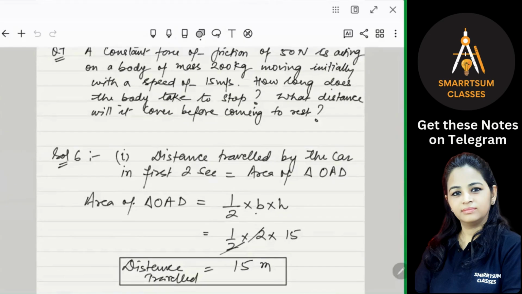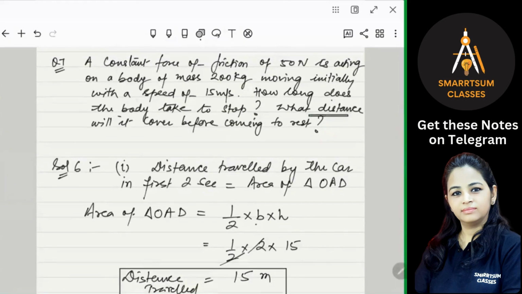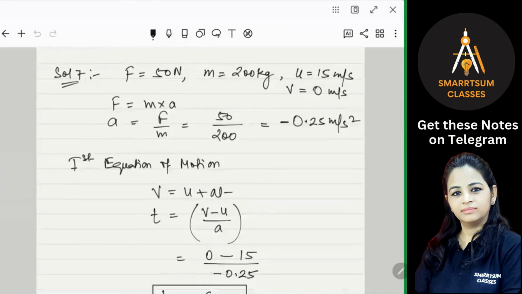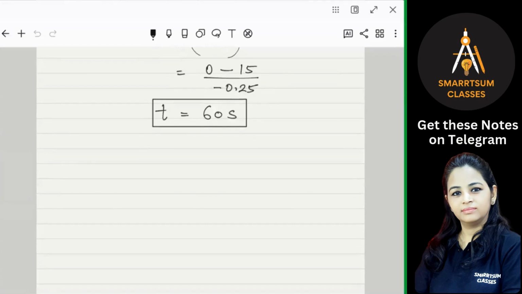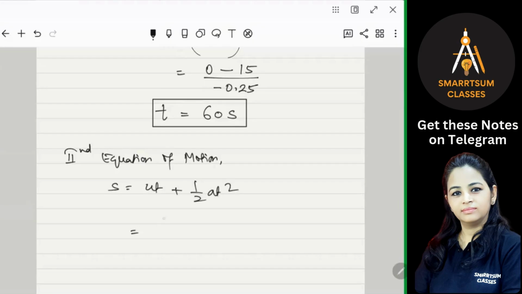Now, in the second part of the question, what do we have to find? What distance will it cover before coming to rest, right? For that, you need to find the distance traveled by the body, and you can use the second equation of motion, that is S is equal to UT plus half AT square, right? So now put the values.